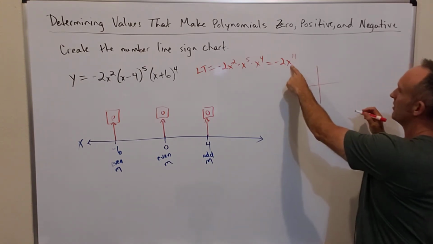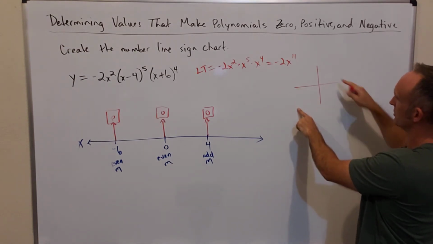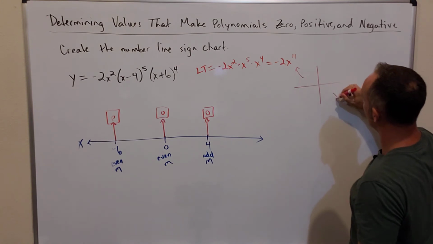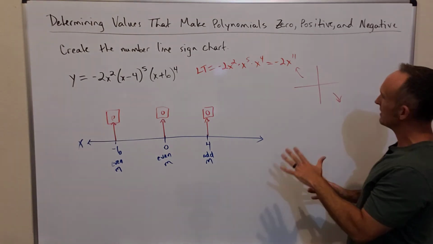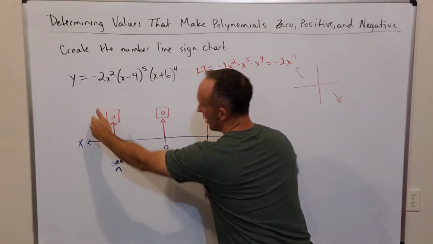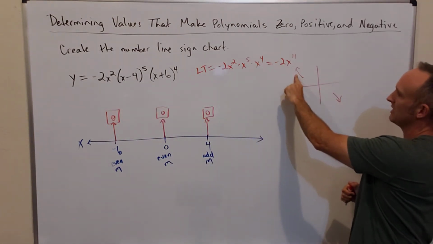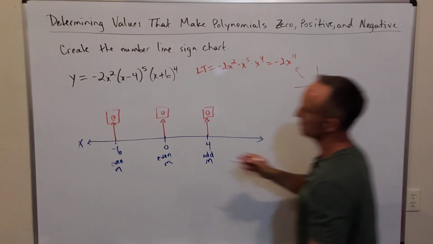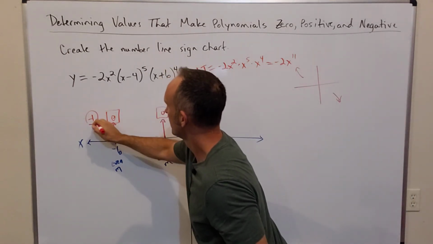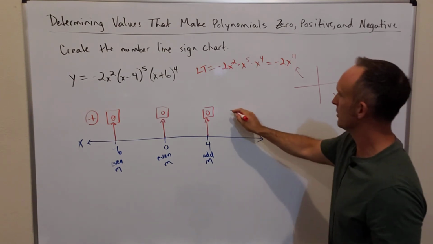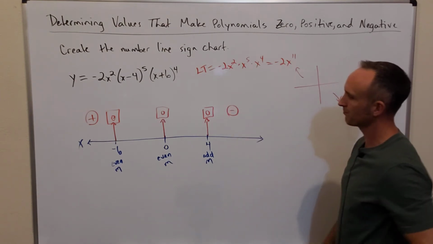So x to the 11th is x to an odd, typically goes down and then up. So it's going to flip over and go up and then down, okay? That means that my left sign on my sign chart, my y value, since the left end is above the x-axis, my y value is positive. And over here, we're below the x-axis, so the y values in this region are negative.